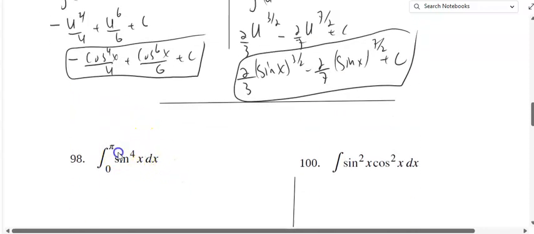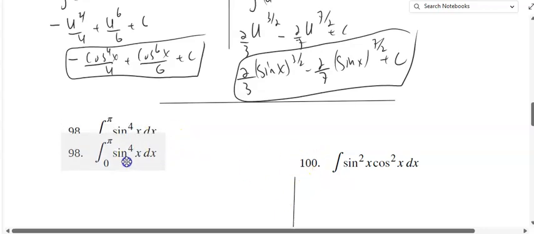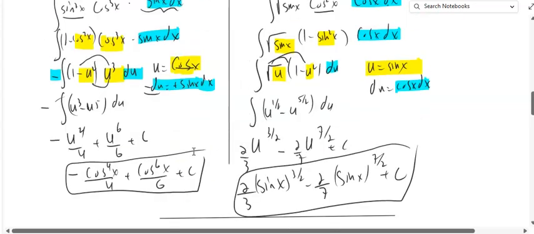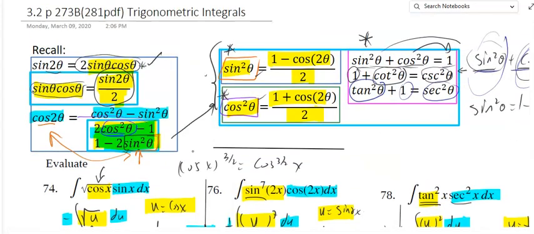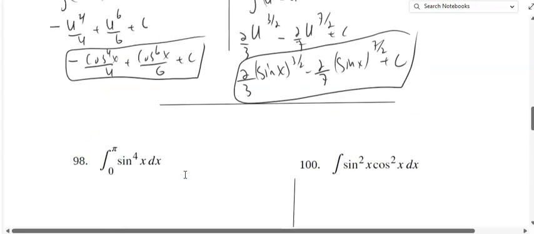Now, what if I happen to have a sine to the 4th? Well, in this case, if I only had sine squared, that's simple. I use power reduction once, and there it is. And maybe I should do that, and then deal with the other case.